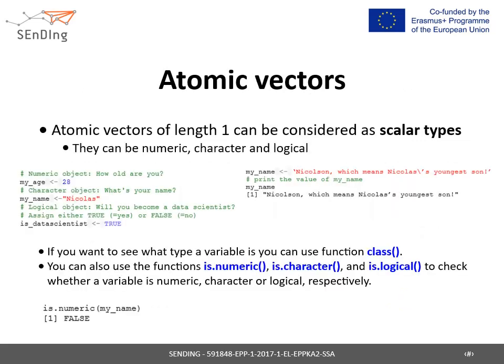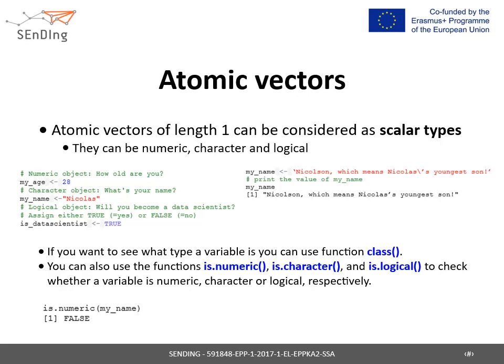As we already mentioned, atomic vectors of length 1 can be considered as scalar types. There are mainly 6 data types present in R. Basic data types are numeric, character, and logical. In these examples you can see variable my_age taking the numeric value 28, variable my_name being assigned the character value "Nicholas", and variable is_data_scientist taking the logical value TRUE.